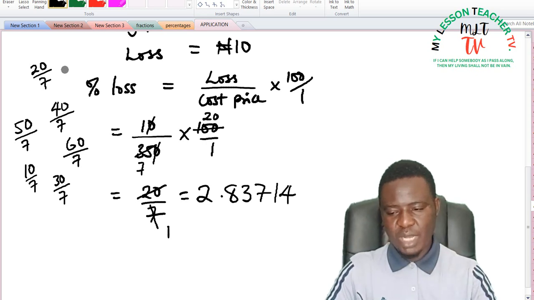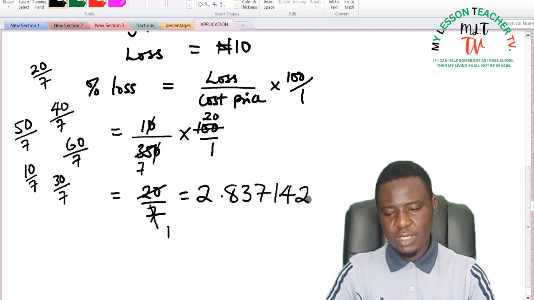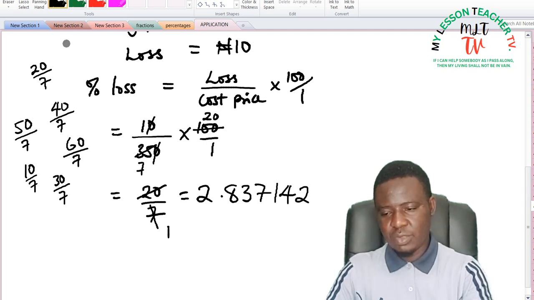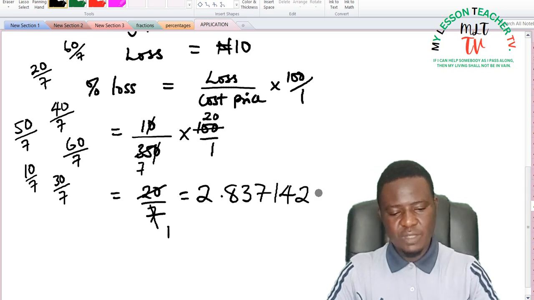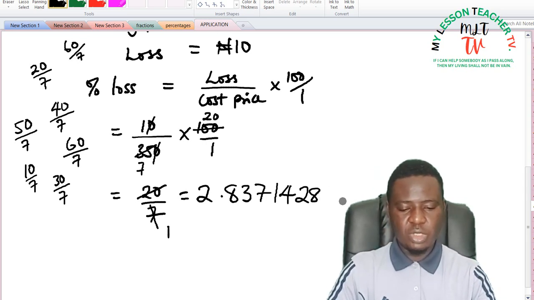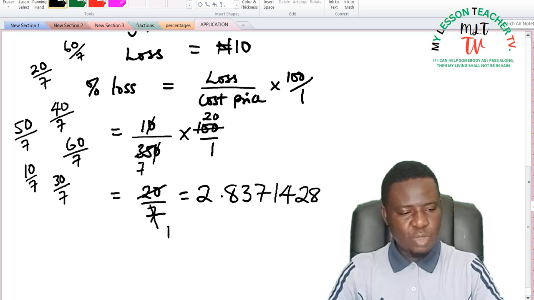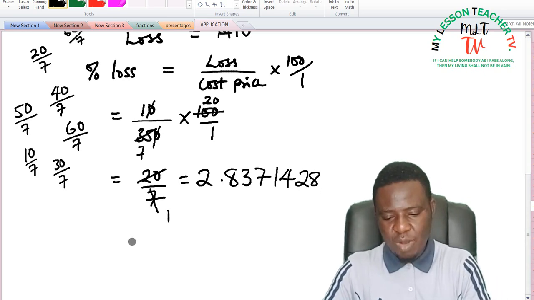Add 0 and divide by 7. It brings us back to 2 times remainder 6. And when you add 0 and divide by 7, it gives you 8. So it is a recurring decimal. So let's approximate it to 3 decimal places.